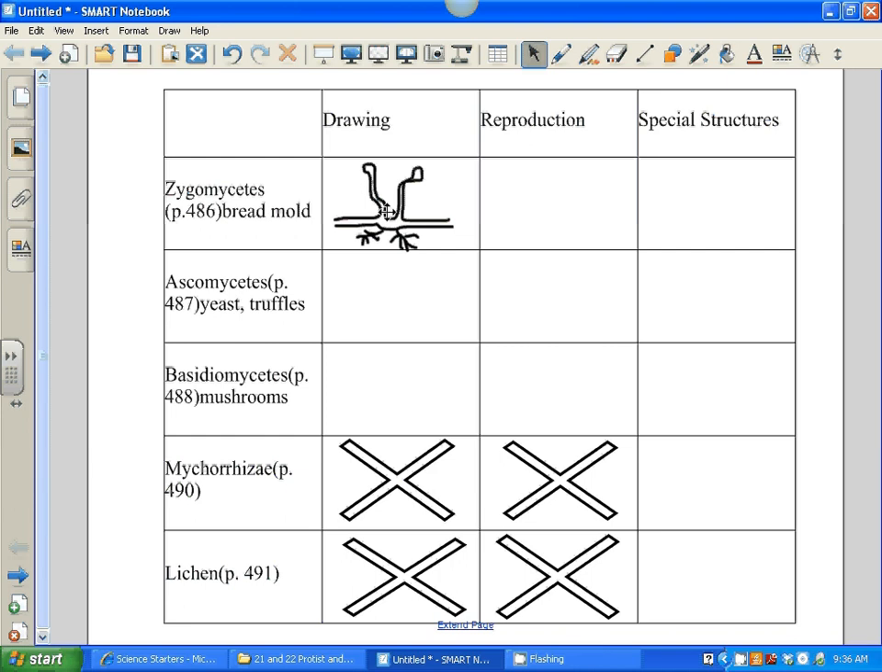Their cell walls are made of chitin, which is different than plants, and they do not have chloroplast or chlorophyll, so they cannot photosynthesize either. So we'll start off with the zygomycetes. The zygomycetes are your bread molds. On your paper, you need to write that if it's not written down.